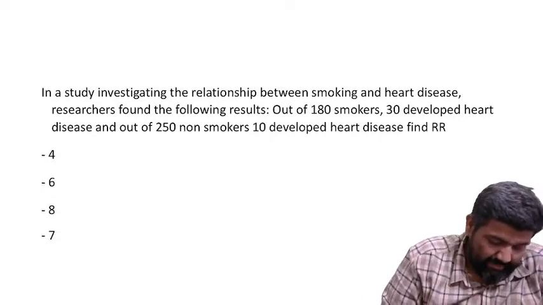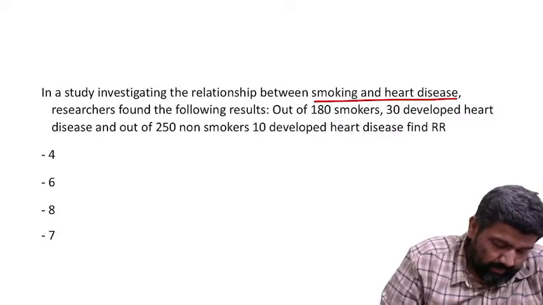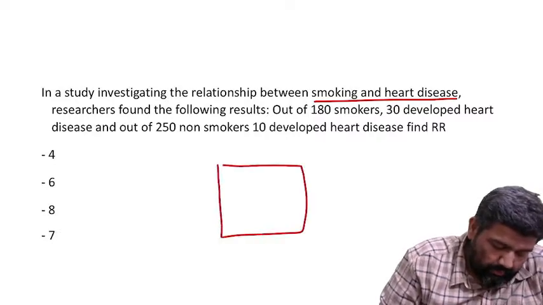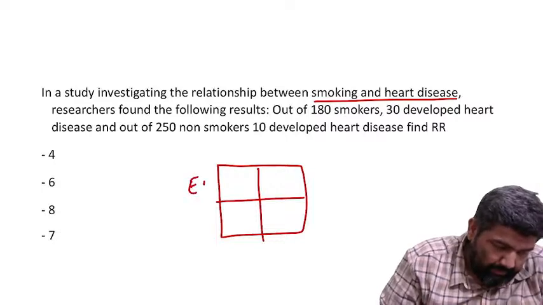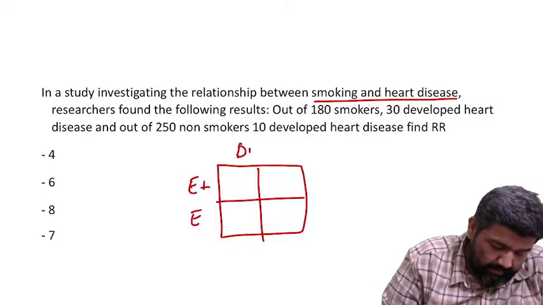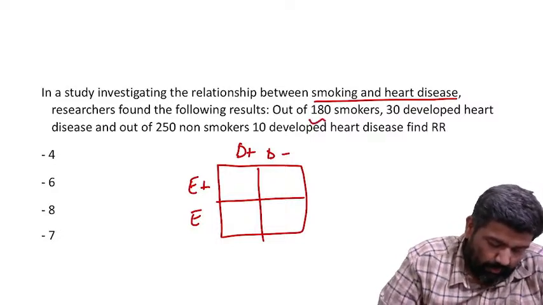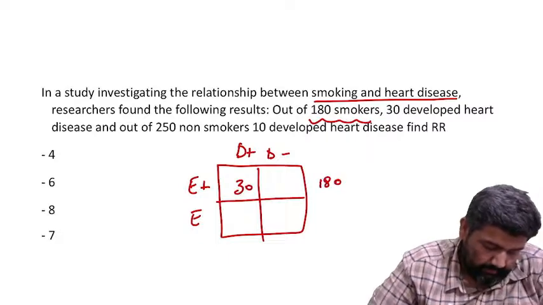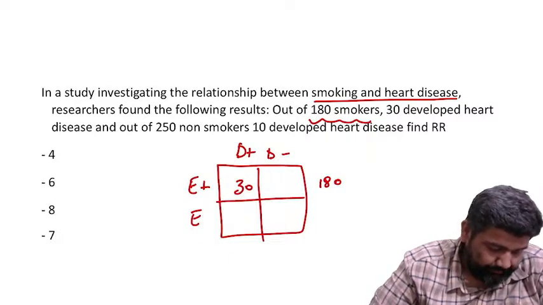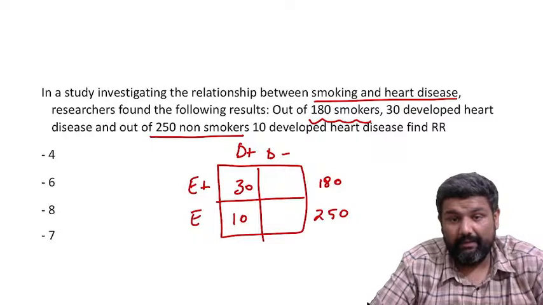In a study investigating relationship between smoking and heart disease, E plus, E minus, D plus, D minus. Out of 180 smokers, 30 developed disease. Out of 250 non-smokers, 10 developed the disease. Find relative risk.